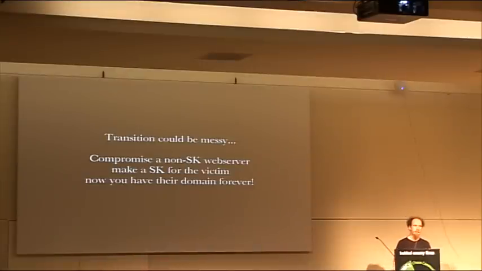Next big problem, next attack, is that transition could be messy. If we wanted to put this thing in a .key top-level domain, it'd all work. Except we want to use this system for existing domain names. We want google.com to get this protection. We want EFF.org to get this protection. We want wikileaks.org to get this protection. Which means that, conversely, bad guys can break into TLS servers and then try to make a sovereign key for the victim domain. And they're totally legit.